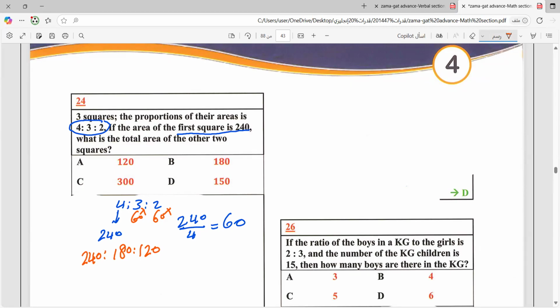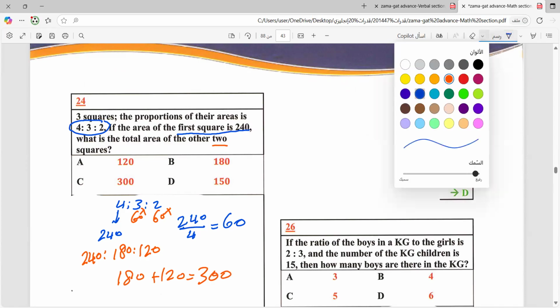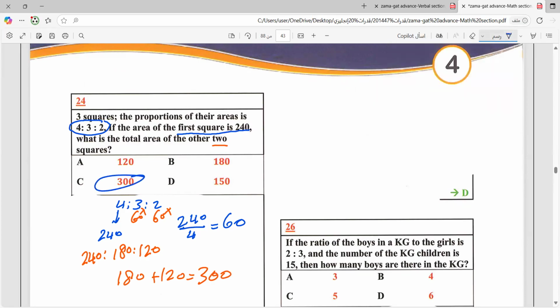But it asks here, what is the total area of the other 2 squares? Oh, total. We find the total: 180 plus 120. The answer is what? 300. So the answer is C. Clear? Clear.